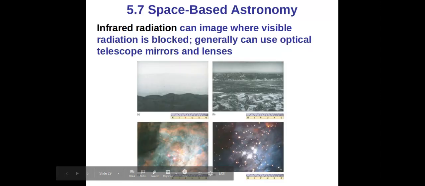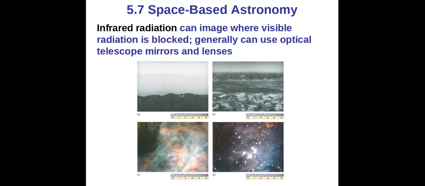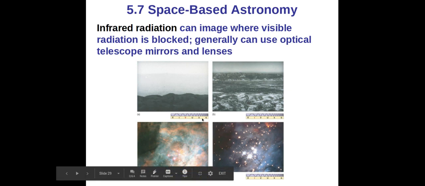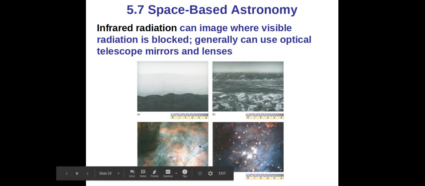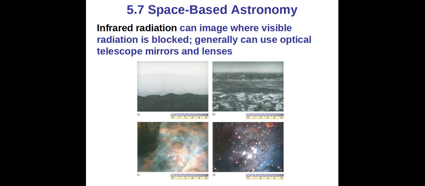Infrared radiation can image where visible radiation is blocked. Generally can use optical telescopes, mirrors, and lenses. So visible on the left, infrared on the right, and notice it cuts through all the clouds and the haze. So this is the same image with both. And same thing up here. You get to cut right through all the clouds in this nebula and see what's going on inside. So it's pretty cool.